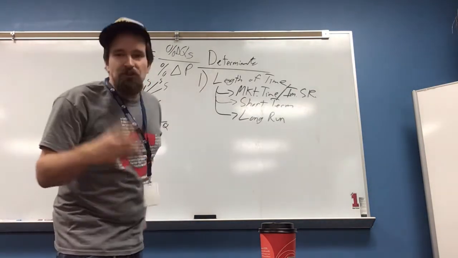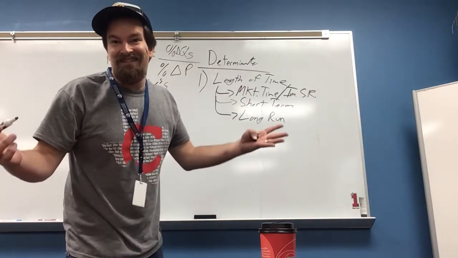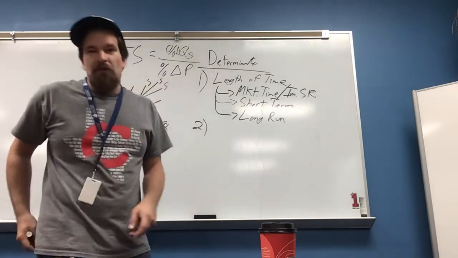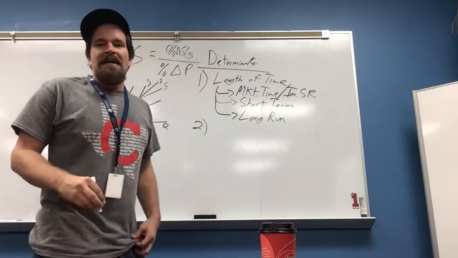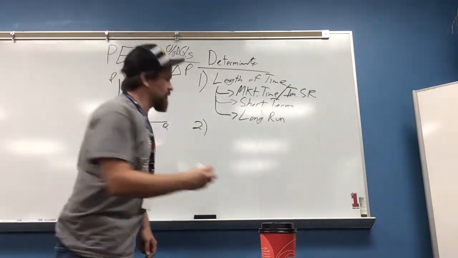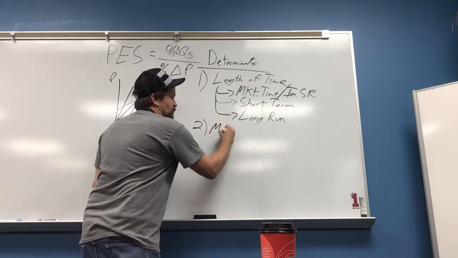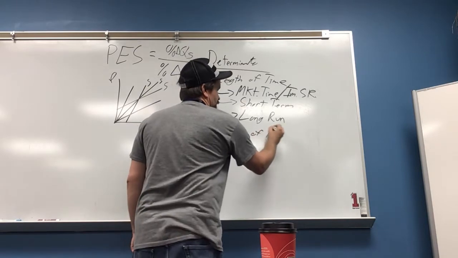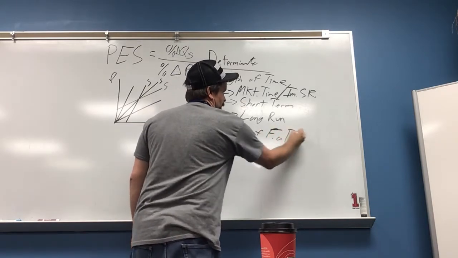So that's just one determinant. Yeah, we got a long ways to go. Another determinant of the price elasticity of supply is the mobility of the factors of production.